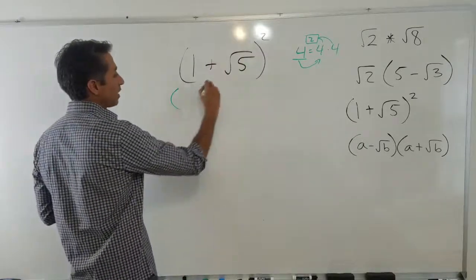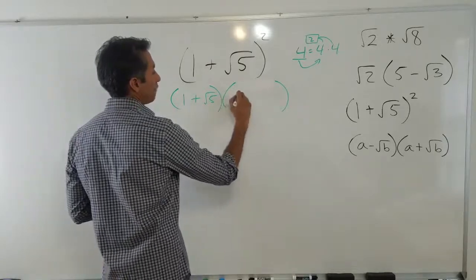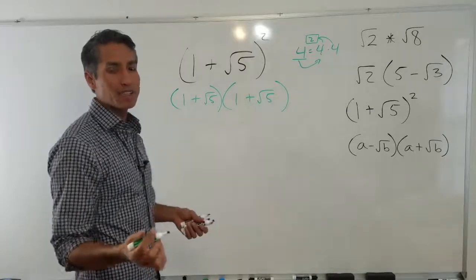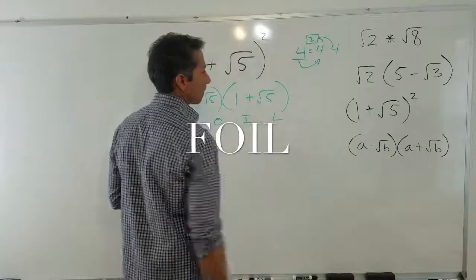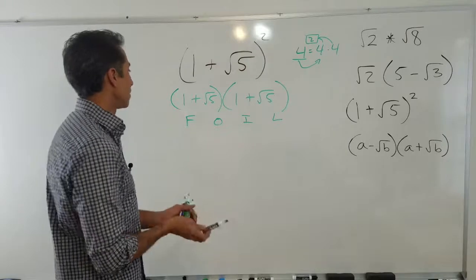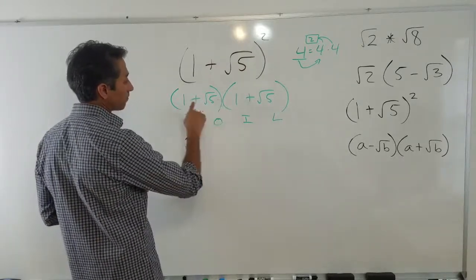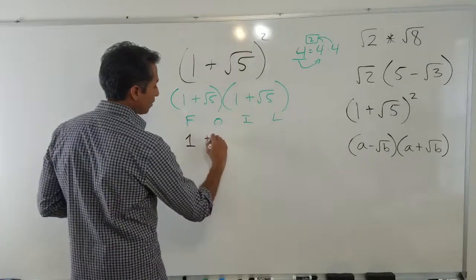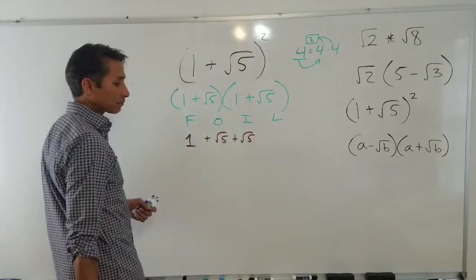Okay, so we have to look at this like this: 1 plus square root of 5 times 1 plus square root 5. And now we can use that method and just FOIL this thing, and then combine like terms, and we should be done. So let's see what we get. First is going to be 1 times 1, which is just 1. Outside is going to be 1 square root 5, or we could just say plus square root of 5. Inside, plus square root of 5.